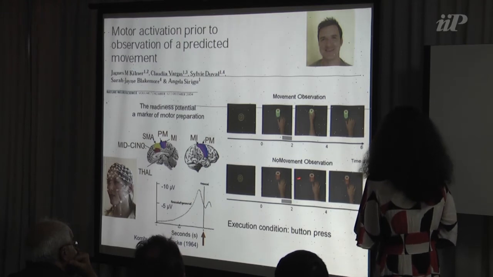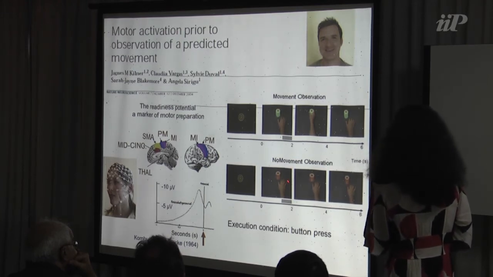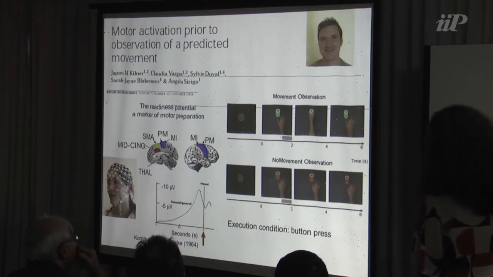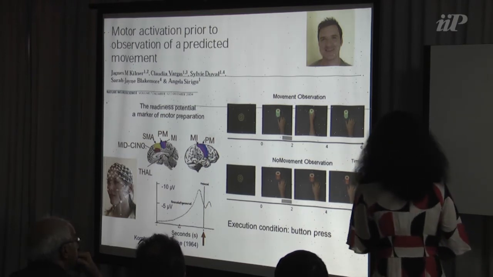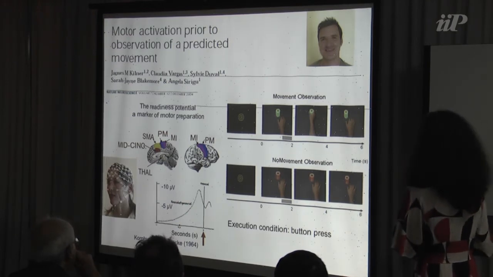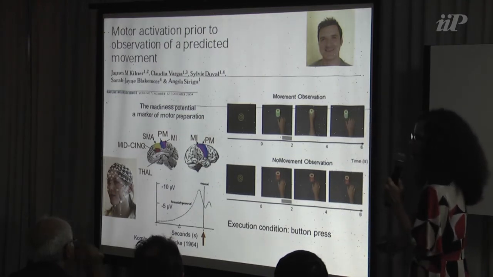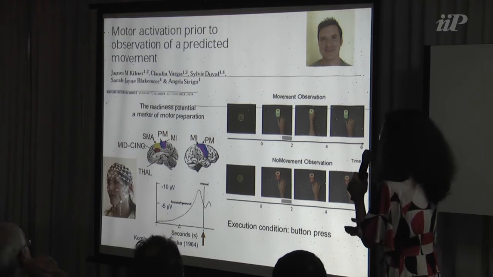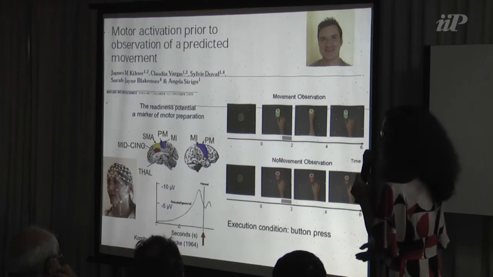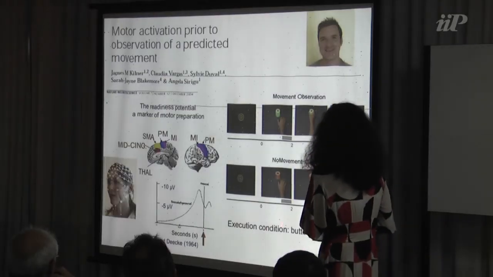And the second condition was the no movement observation condition. Whenever the red object would occur, there would be no movement directed to the object. And the third condition, called the execution condition, was where the subject would have to make a button press. We were interested in trying to identify what we called a marker of prediction, of motor preparation. Whenever the person would see a green object, he knew that there would be a movement, as compared to the condition where, when the red object would appear, they knew already that there would be no movement.